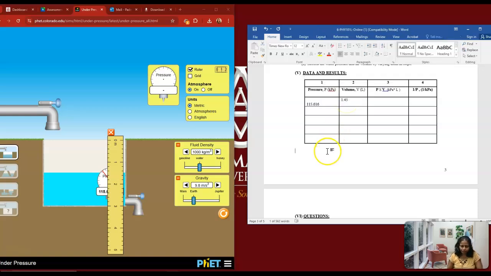Okay, so now you multiply these two things and put it in the next column. So I'm just going to multiply those two: 115.616 times 1.45, and that's giving me 167.64, and I'm going to write it over there. And this one is 1 over P. So whatever the pressure you have right here, put that 1 over P. So it's nothing but 1 divided by 115.616.